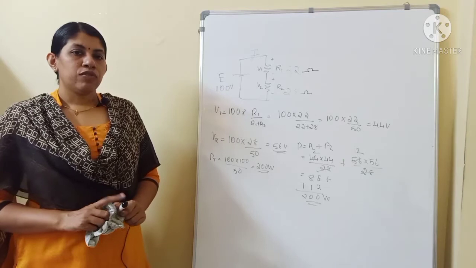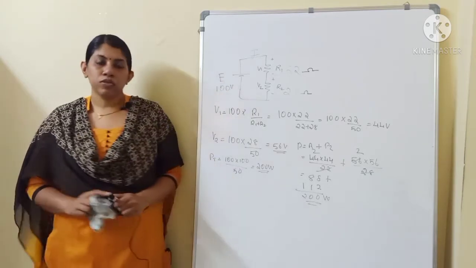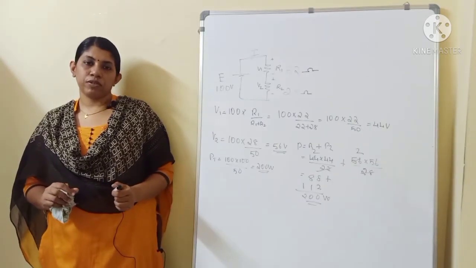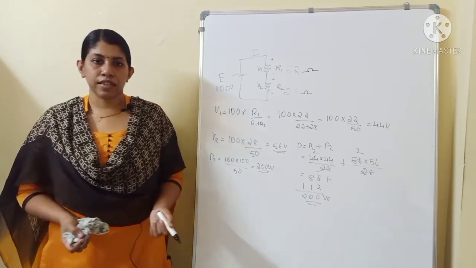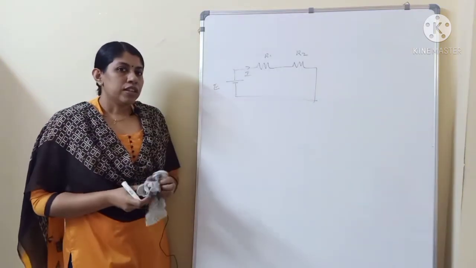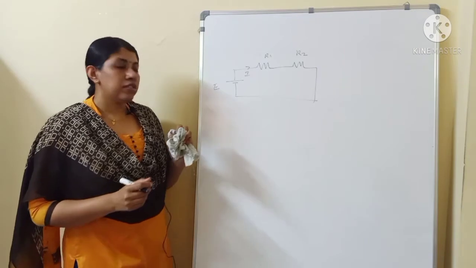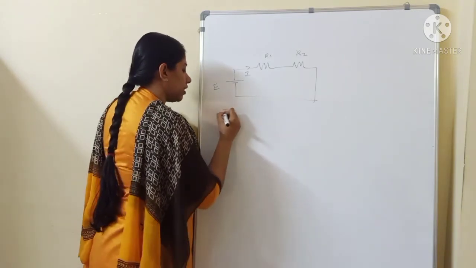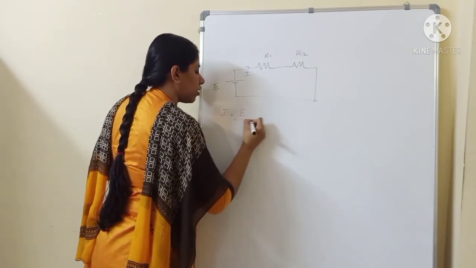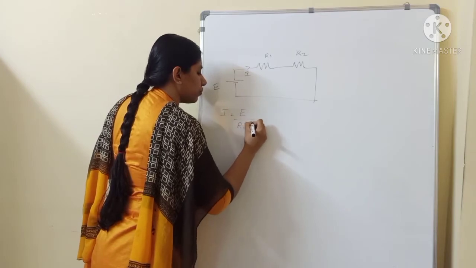Now we have one more concept, that is how an open circuit and a short circuit will affect the series connection. Consider our basic circuit. From this circuit, we can write the value of I as I is equal to E by R1 plus R2, right?